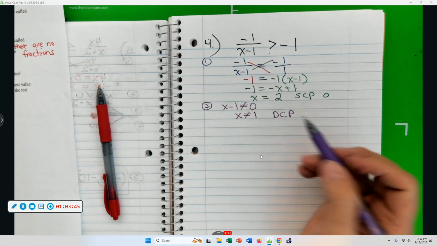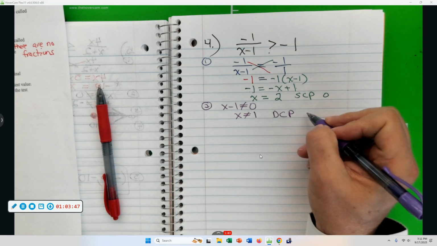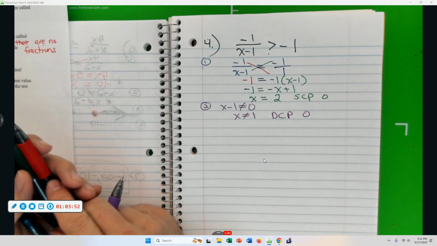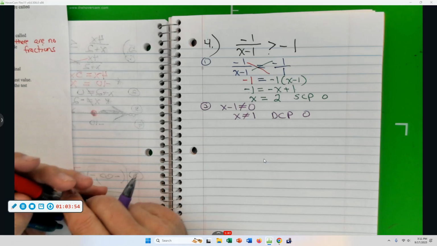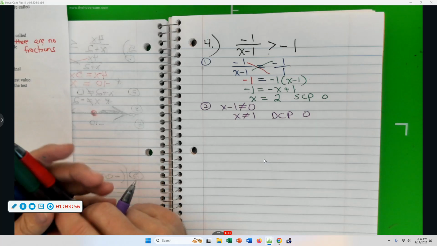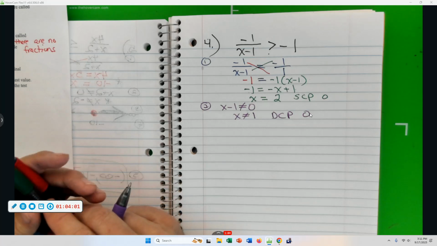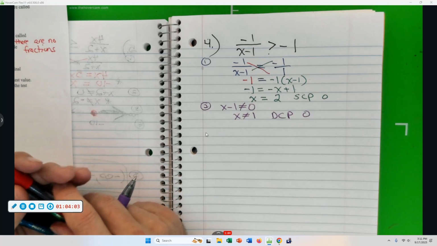Denominator cut points you never want to include in an interval. You never want to include them as part of the answer. So denominator cut points are always labeled with an open circle. What do we do next?